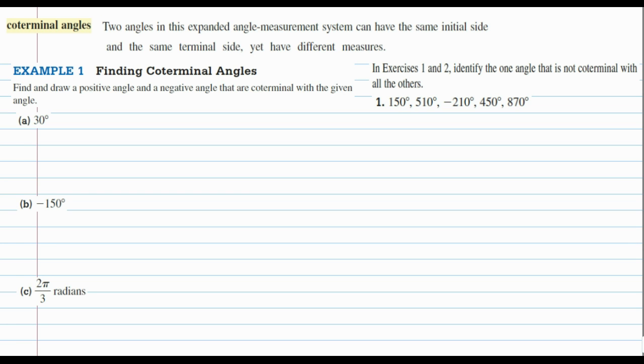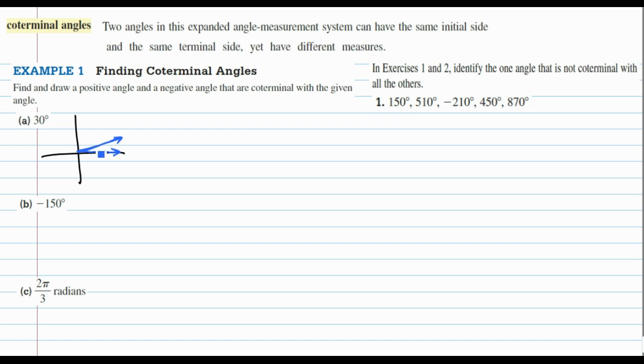So when we are going to find coterminal angles, it's best for me to create a picture by putting them in standard form. If I have a 30-degree angle, that's going to be about right here. A coterminal angle means two angles in this expanded angle measurement system can have the same initial side and the same terminal side, yet have different measures. So coterminal angles have the same terminal side.